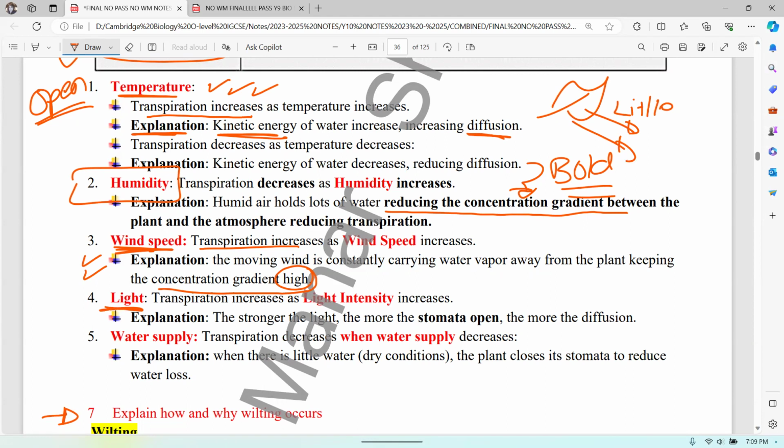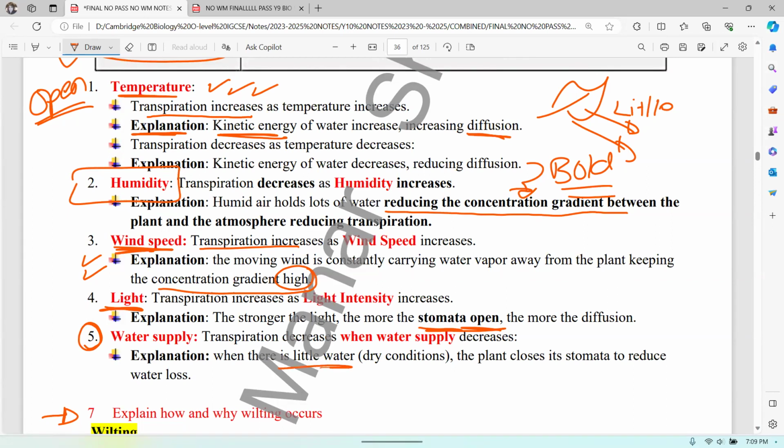Light. When it's very sunny, is this going to increase transpiration or reduce it, and why? Increase it, due to the rigidity of the stomata. Very good. The guard cells are turgid and the stomata are open. And when there is little water, the transpiration will decrease.